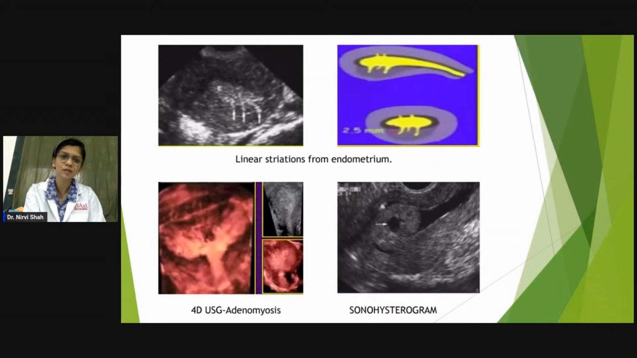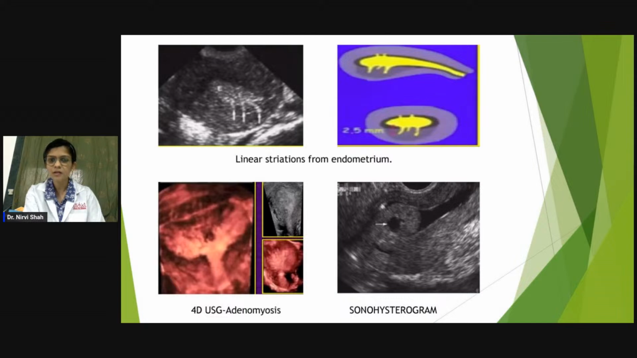And this is also another specific sign for adenomyosis where there are linear striations coming from the endometrium. These are hyperechogenic linear striations, looking fan shaped. And here this is just a 4D USG showing adenomyosis. 4D is not required for diagnosis of adenomyosis. I just took a picture.